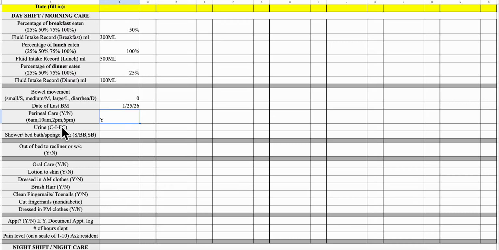And then here's the urine. C is for continent, if the resident can tell you they want to go to the bathroom. I is for incontinent, and then FC is for Foley catheter. So here I will say my resident is incontinent, so I'll put that they were incontinent. And did you give them a shower, a bed bath, or a sponge bath? S is for shower, BB is for bed bath, and sponge bath is SB. So let's say I gave my resident a bed bath today.